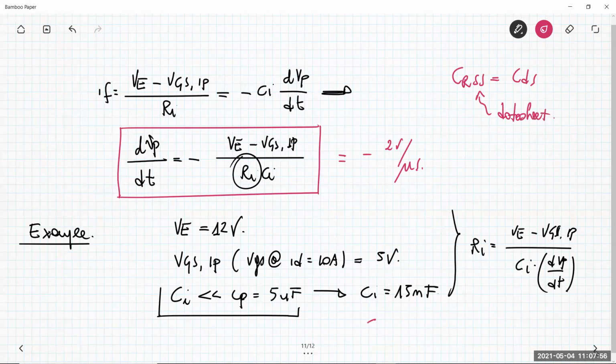Of course, CI should be larger than CRSS in order to dictate the operation of the circuits. Otherwise, it will be CRSS that dominates, and that is not something that I can design. So look at the datasheet for the value of this capacitance, and let's put CI quite larger than that, and quite lower than CP.